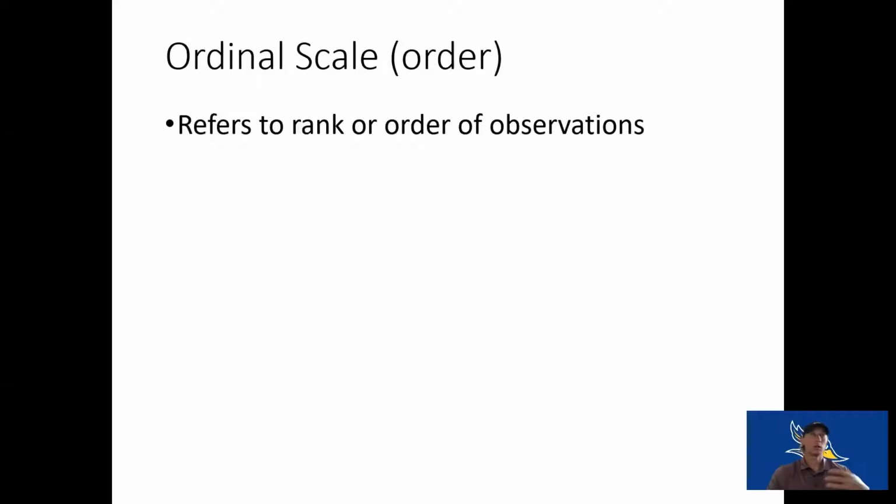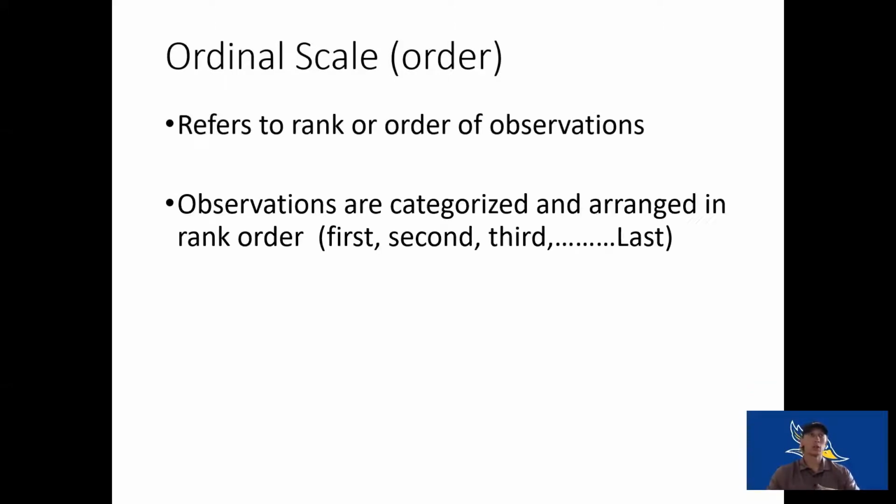Ordinal scale gives us an order. Okay, so we rank based on those observations. So first, second, third, last.